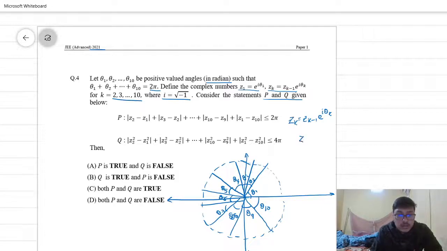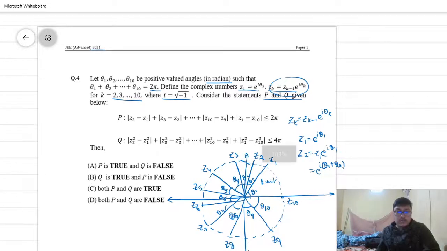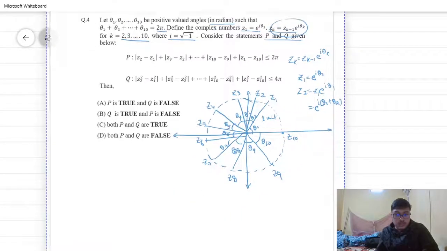So we could see that z1 equals e to the power iota theta 1. That means this is z1. And z2 equals z1 times e to the power iota theta 2, which is nothing but theta 1 plus theta 2. This is z2. Similarly, z3, z4, z5, z6, z7, z8, z9, and this will be z10. So this is a circle of unit radius, and let's move to the statement P.